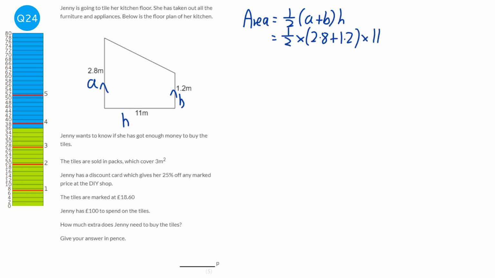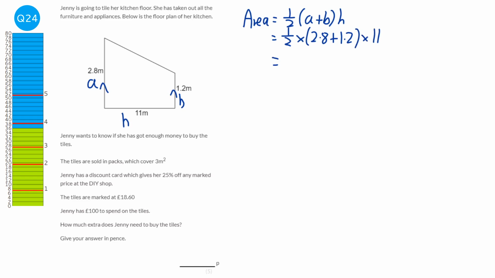The first thing we need to do is work out the area of the floor, and you'll notice that this is a trapezium. So with a trapezium, the formula is half a plus b times h, and a and b are the parallel sides, and the height is the one connecting the two parallel sides. So we're going to start off by writing down the formula, so it'd be half times 2.8 plus 1.2 times 11.